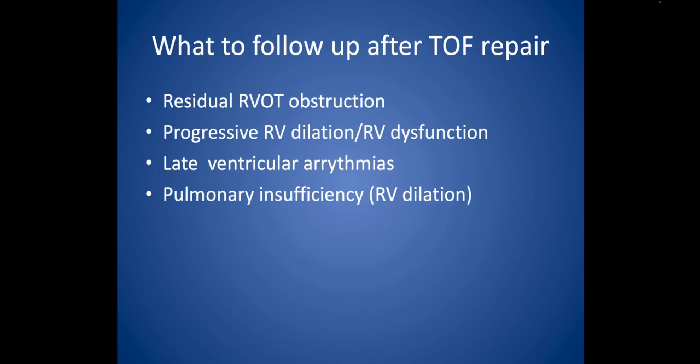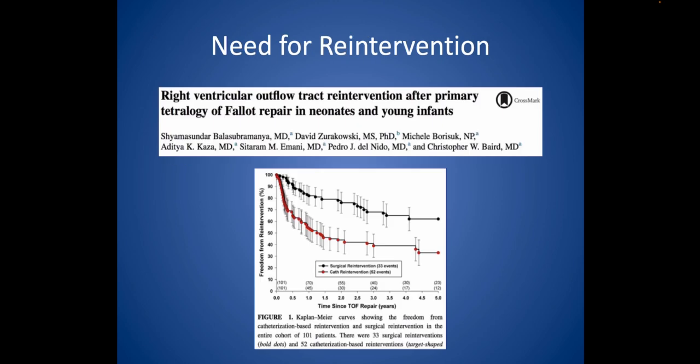So what to follow up after tetralogy of Fallot repair? Things that we look out for: residual RVOT obstruction, progressive RV dilation, and RV dysfunction as mentioned from the free PI. There's a higher risk of late ventricular arrhythmias, pulmonary insufficiency, as well as RV dilation.